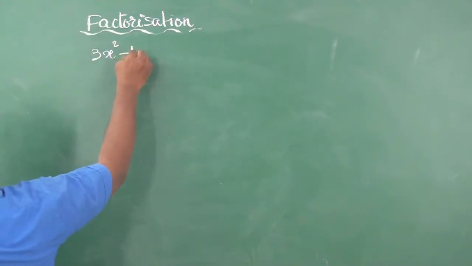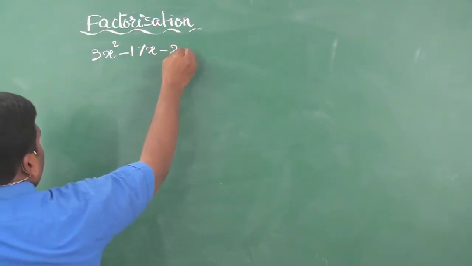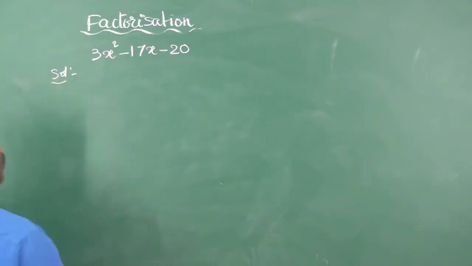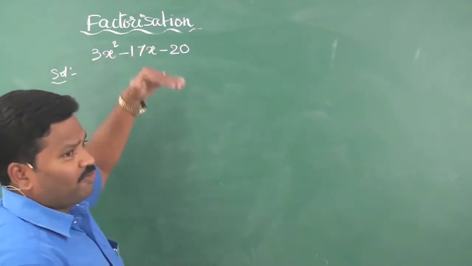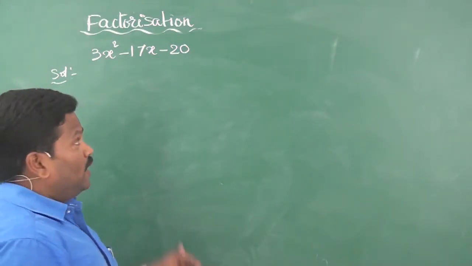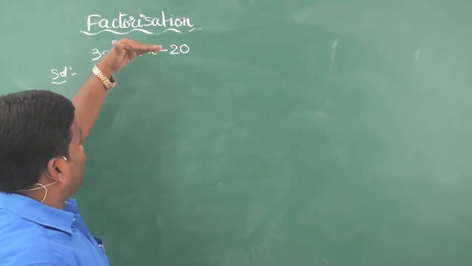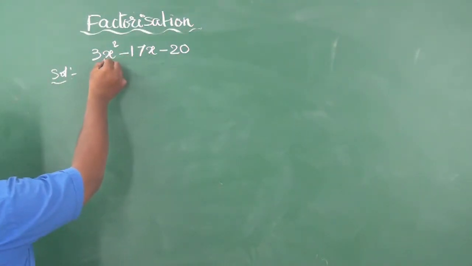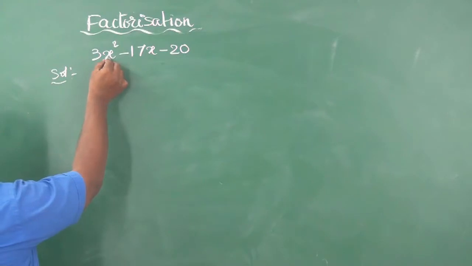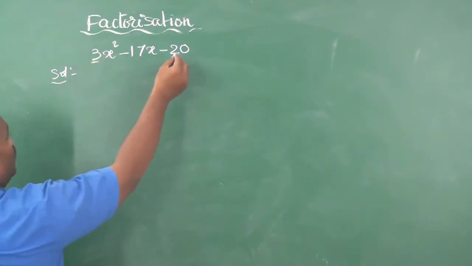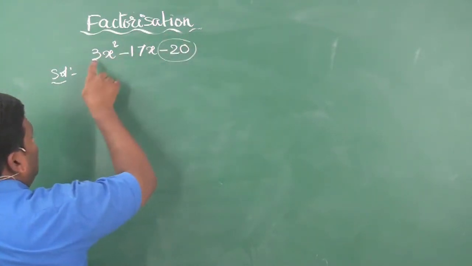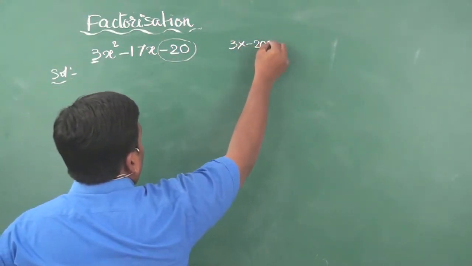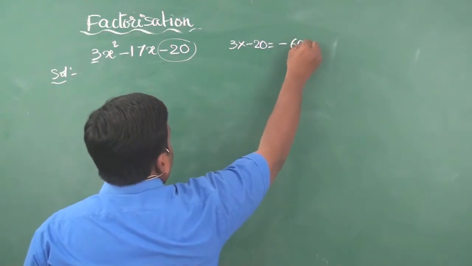3x square minus 17x minus 20. How to factor such a quadratic polynomial? As I said before, to factorize such a problem, we should multiply the coefficient of x square and the constant. The coefficient of x square is here 3 and the constant is minus 20. Let us multiply these two. 3 into minus 20, and the product is minus 60.